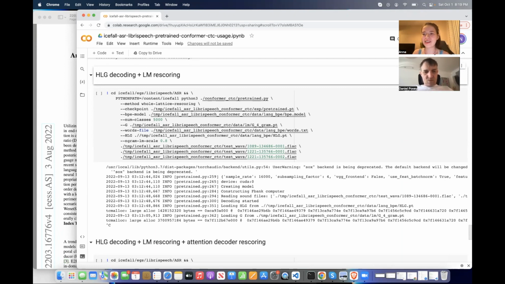Hello, today we're talking to Daniel Povey, and can I ask you, will LM rescoring improve word error rate in icefall models? Oh, okay.